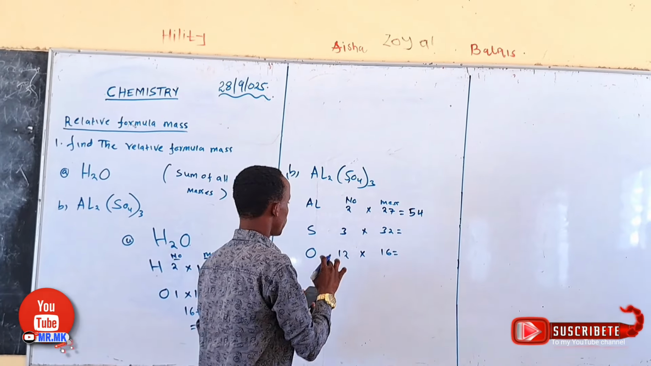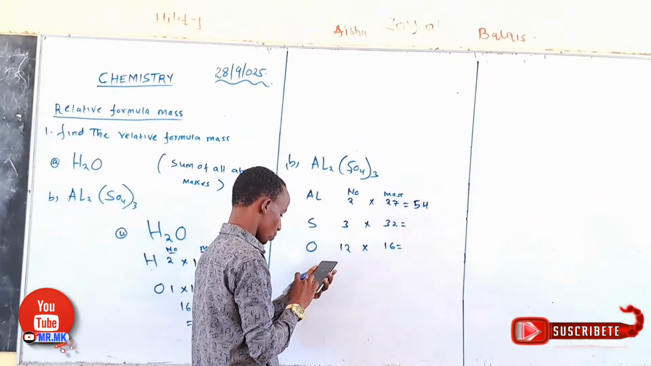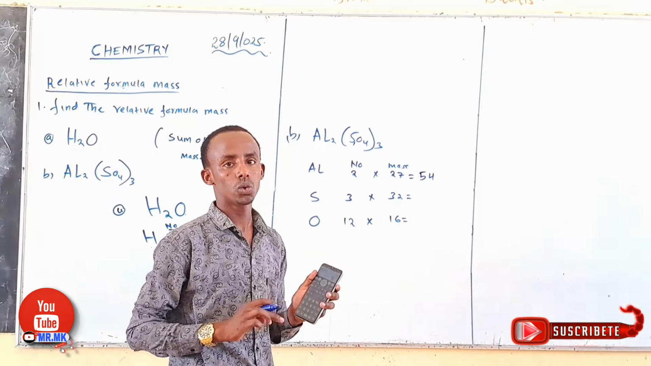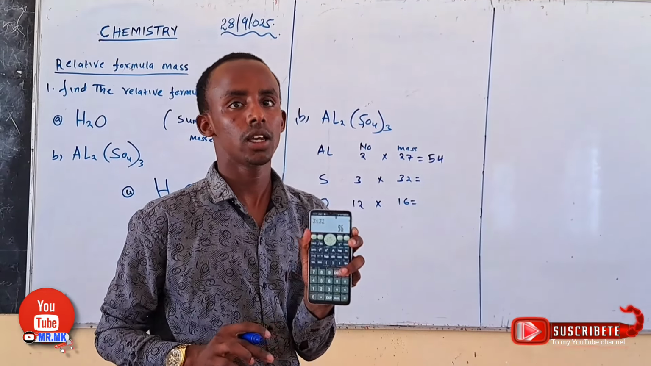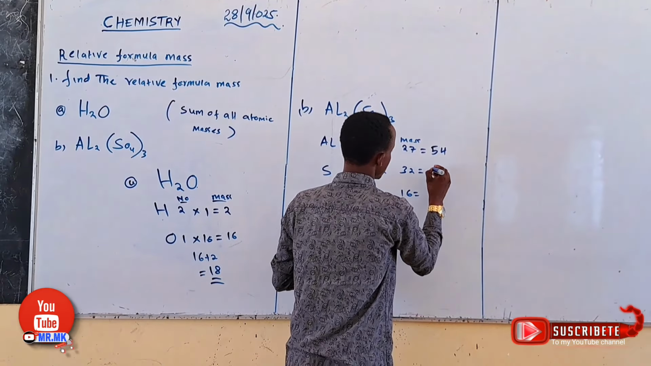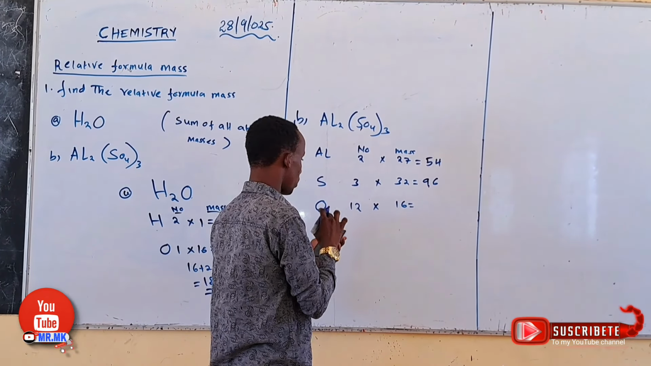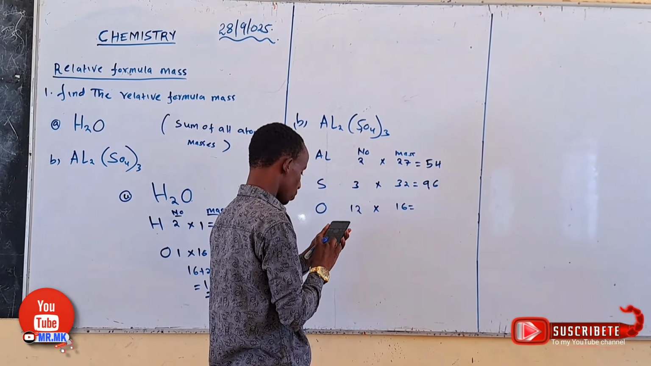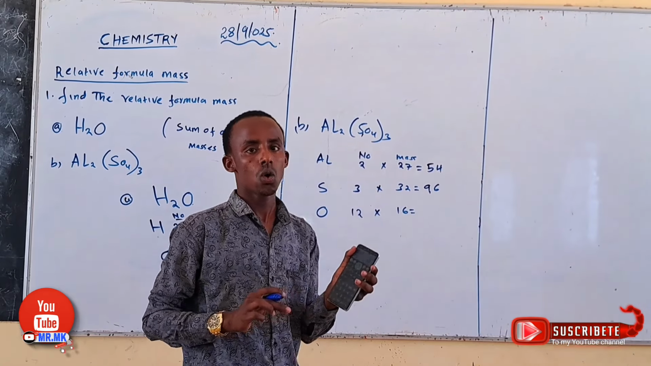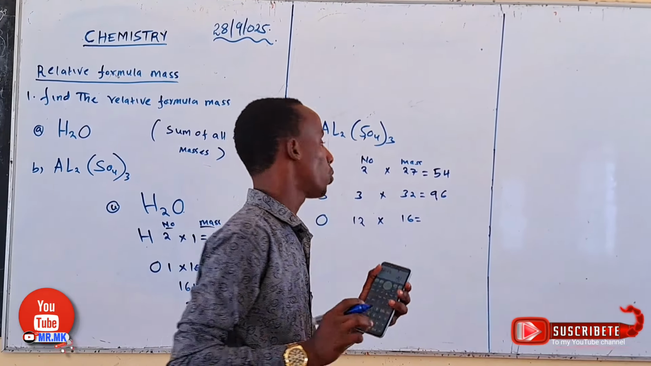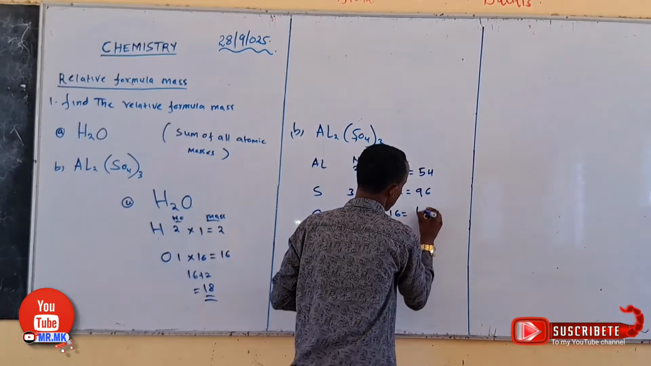Next, we have 3 times 32, which is 96. Then 12 times 16 is 192.